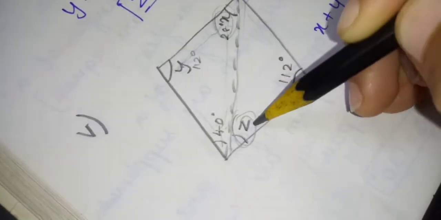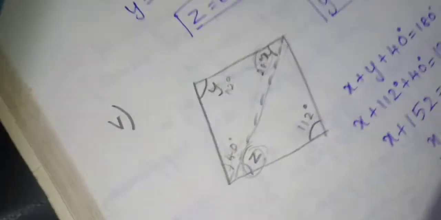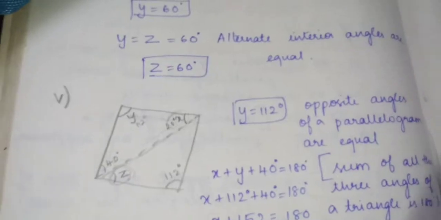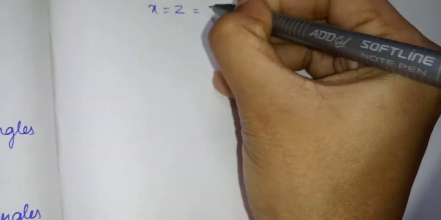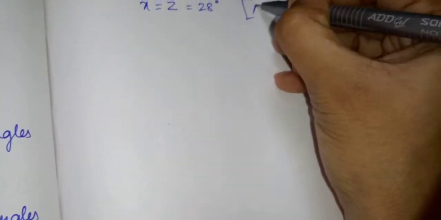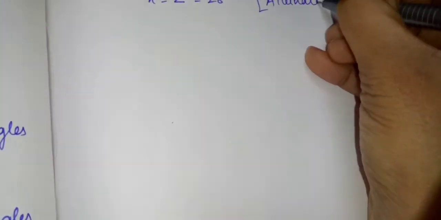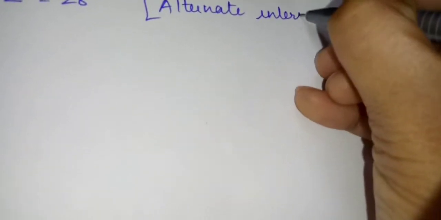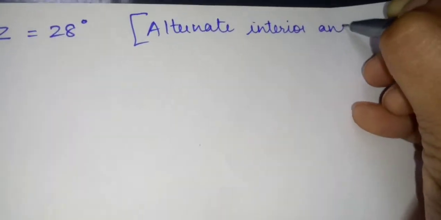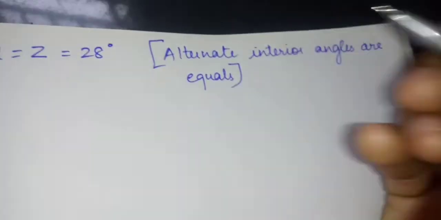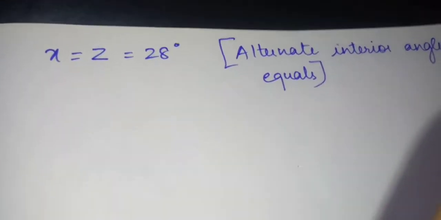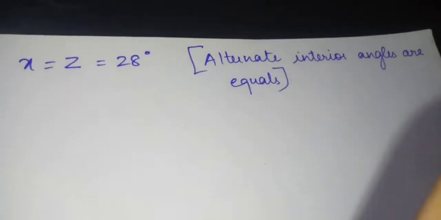Can you see this? This is one straight line. This side and this side you have. So x is alternate to z. So x and z are alternate angles. So x is equal to z equal to 28 degree, because alternate interior angles are equal. Both the angles are interior and it is alternate, so alternate interior angles are equal.